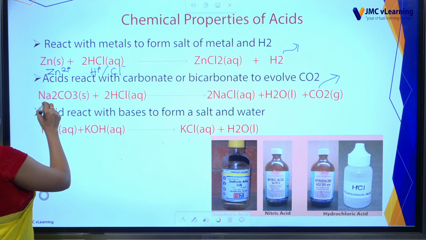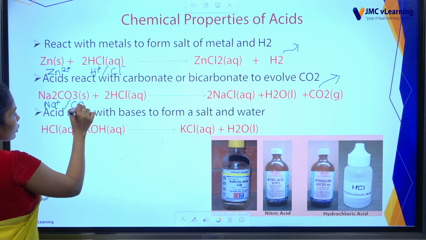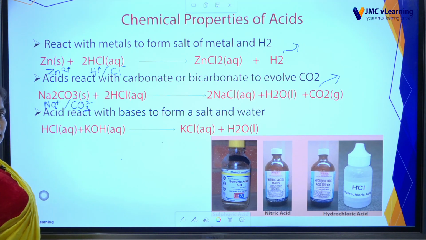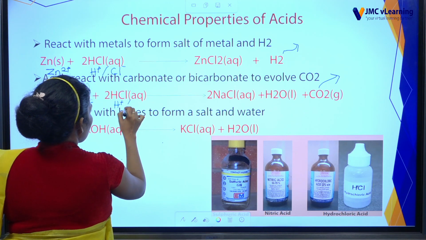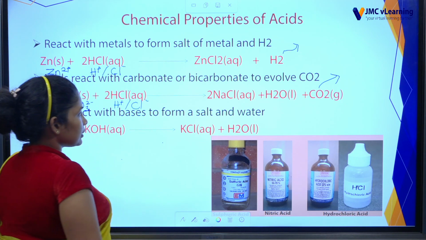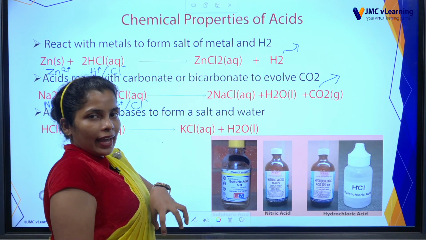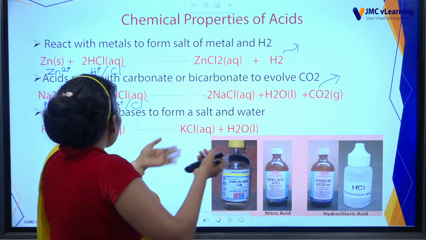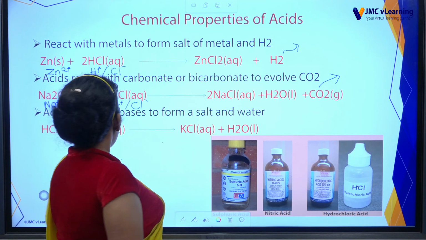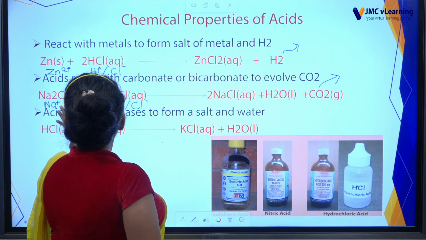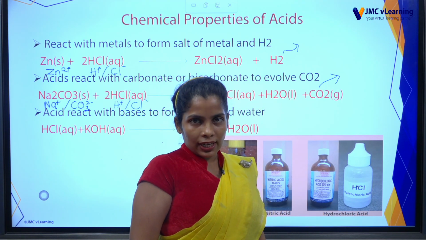Sodium carbonate, you can write as Na plus and carbonate CO3 2 minus. Hydrochloric acid, you can write H plus and Cl minus. Right? So look at Na plus, it's a positive ion. Cl minus is a negative ion. The combination of sodium plus and Cl minus releases sodium chloride. And the other one is H plus and carbonate, releasing water and carbon dioxide.